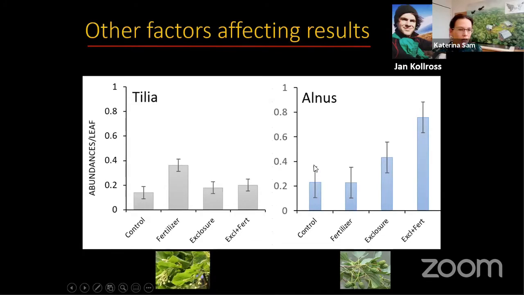While the Alnus, which is a plant growing in very poor soils, not needing many nutrients altogether, the fertilizer itself didn't do anything to it. But when we excluded the predators from it, suddenly the abundances increased significantly, which means that the Alnus is more dependent on the help of the predators, relying more on the induced defenses than the Tilia, which is limited by the nutrients.